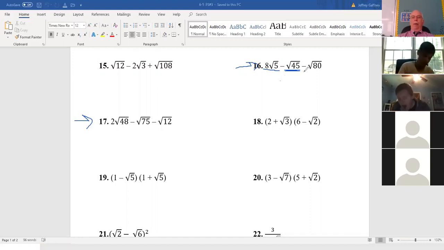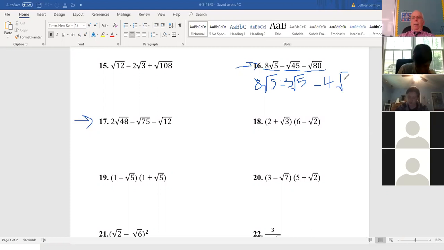-3 radical 5. And if I divide 5 into 80, I get 16 times 5. So we like that. So the 16 will come out as 4, right? So now I've got, if you remember what I said, 8 radical 5, and I got -3 radical 5. And I got minus, what did I say, that was 16 times 5. So that's -4 radical 5.